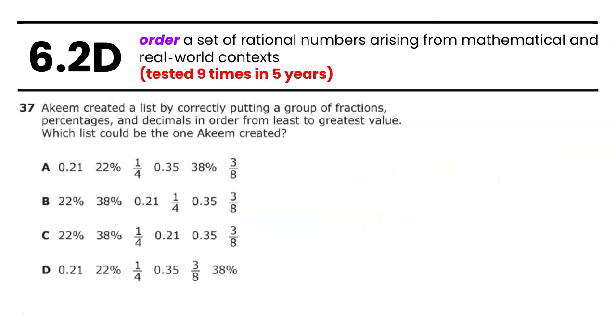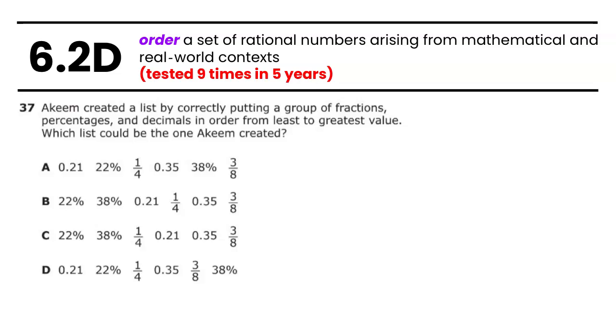6.2D has been tested 9 times in the last 5 years. This is a readiness standard, and so we want to make sure that we're giving students adequate practice on this standard. They have to order a set of rational numbers, meaning it could be fractions, it could be negative numbers, it could be negative fractions, and usually it will be arising from mathematical or real-world context.